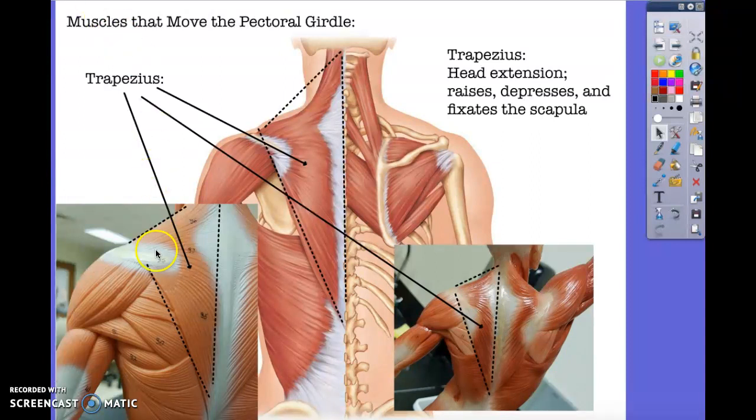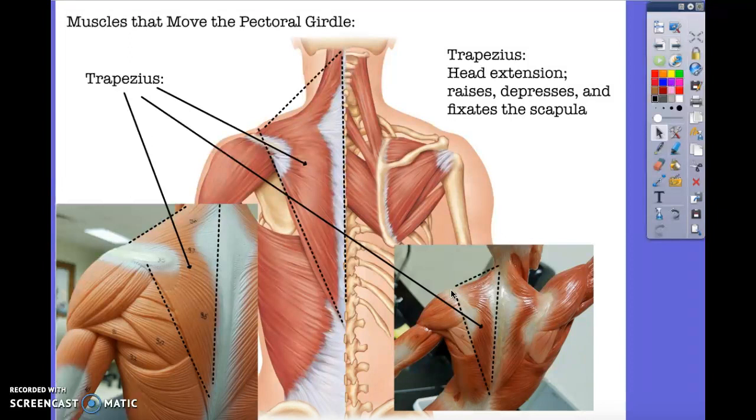In 3 different views, I have the trapezius outlined. Here it is on our mini muscle man, our PowerPoint diagram, and on our single muscle man. What does it do? It extends our head. It also raises, depresses, and fixates the scapula.